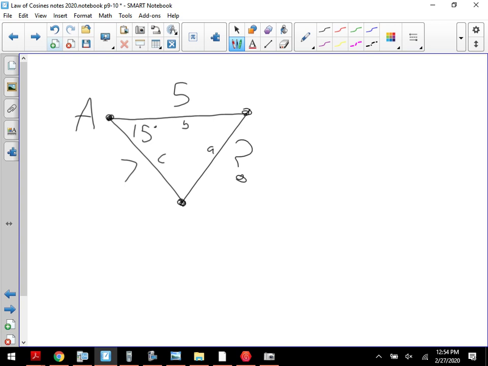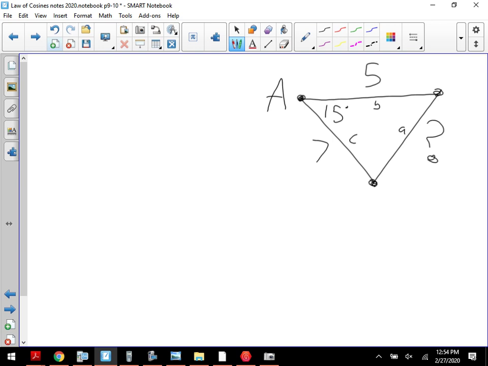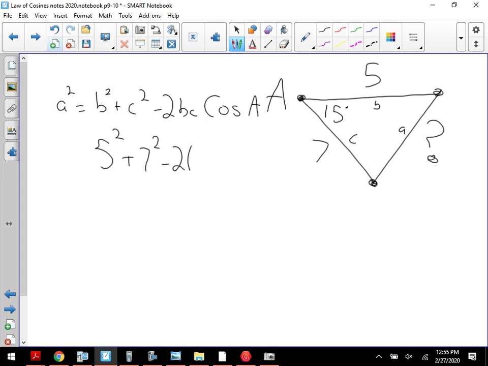So now I would write it out. The question, I believe, the last sentence was how far apart are they? So they've gone 5 and 7 at that angle. How far apart are they at the end? Well, little a squared is b squared plus c squared minus 2bc cosine of A. And then you fill in your blanks. 5 squared plus 7 squared minus 2 times 5 times 7 cosine 15 equals a squared.